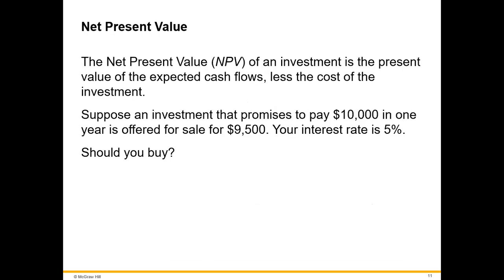Net present value. Net present value. This is used to determine whether you should, or a company should, get involved with an investment opportunity. Maybe it's buying equipment or building a building. The net present value of an investment is the present value of what we call the expected cash flows from it, less the cost of the investment.